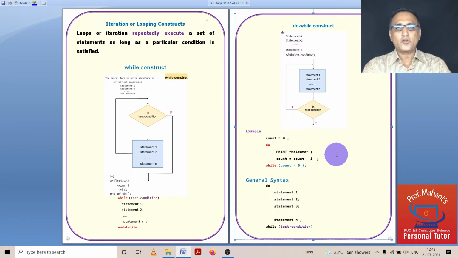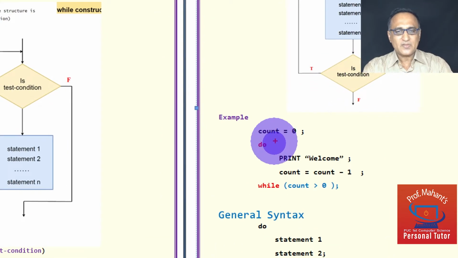Now, before we go to the do while construct, let's take a look at an example. I have a number, count, equal to 0. I have a do followed by while count greater than 0. Although my count is 0, I am coming into this do while, printing the message welcome and then reducing the count. From 0 it becomes -1. Is -1 greater than 0? It is false. So it will come out and continue to execute whatever statements follow.